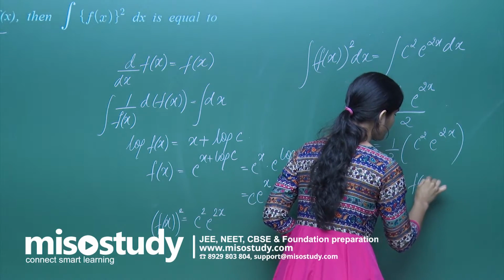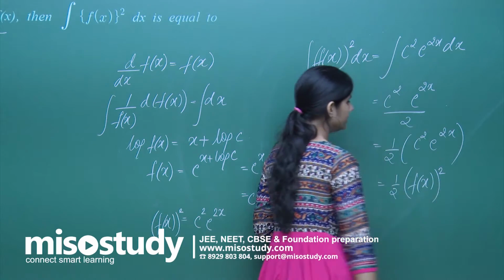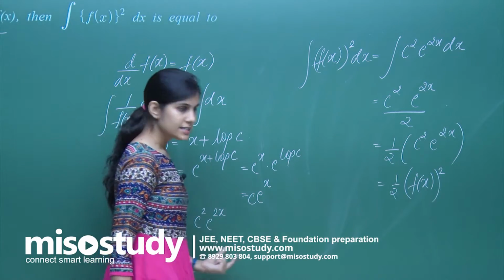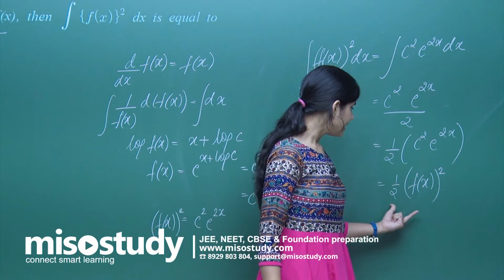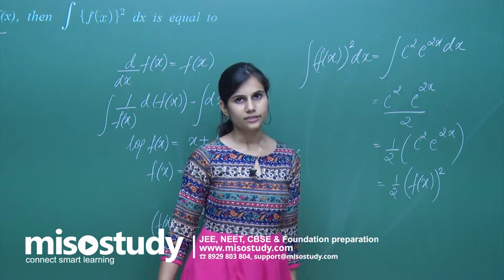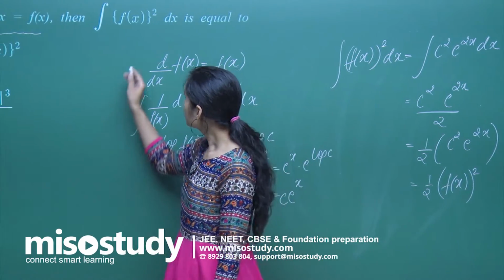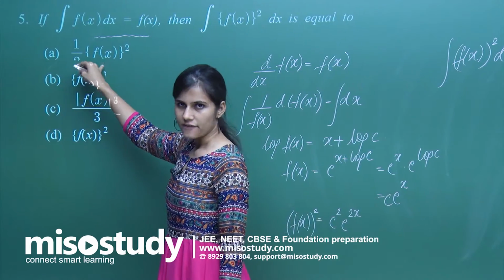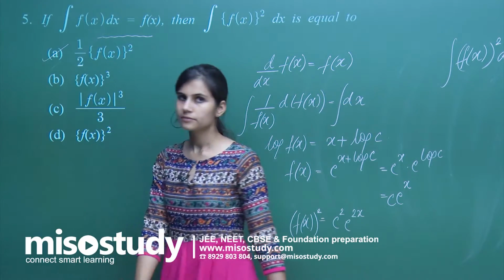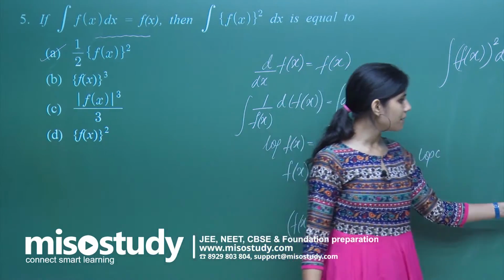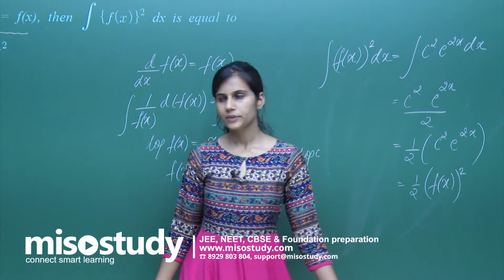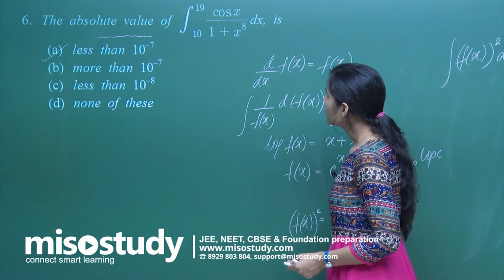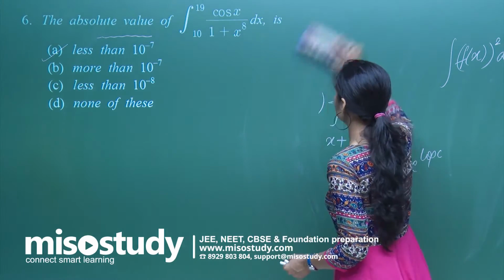And your answer comes out to be 1 by 2 c square into e to the power 2x, which actually is this. (f(x)) whole square is c square into e to the power 2x, into 1 by 2 is what is the integration, right? So integration of (f(x)) whole square dx is what? 1 by 2 (f(x)) whole square, right? Just this 1 by 2 is going to come out, rest (f(x)) whole square remains the same. Clear?